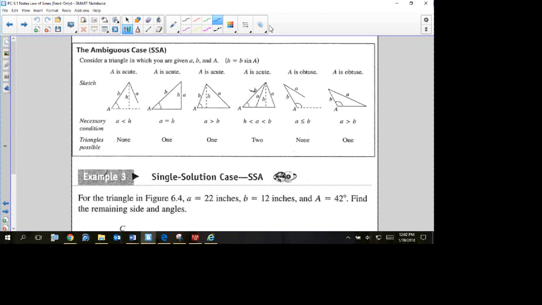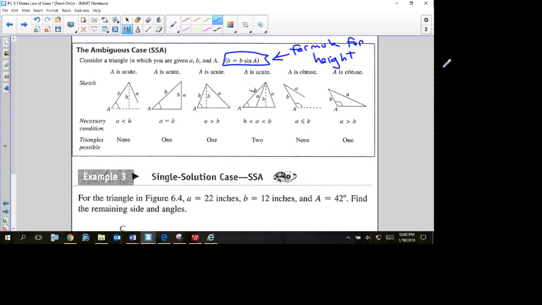To figure out which case we have, we're going to be finding the height of the triangle. The height is not going to be given to you. You're going to have to determine it. So here's the formula for height. When we first used our height formula to find the law of sines, that's where you've seen this before. Now we're going to use it to figure out which case we have.